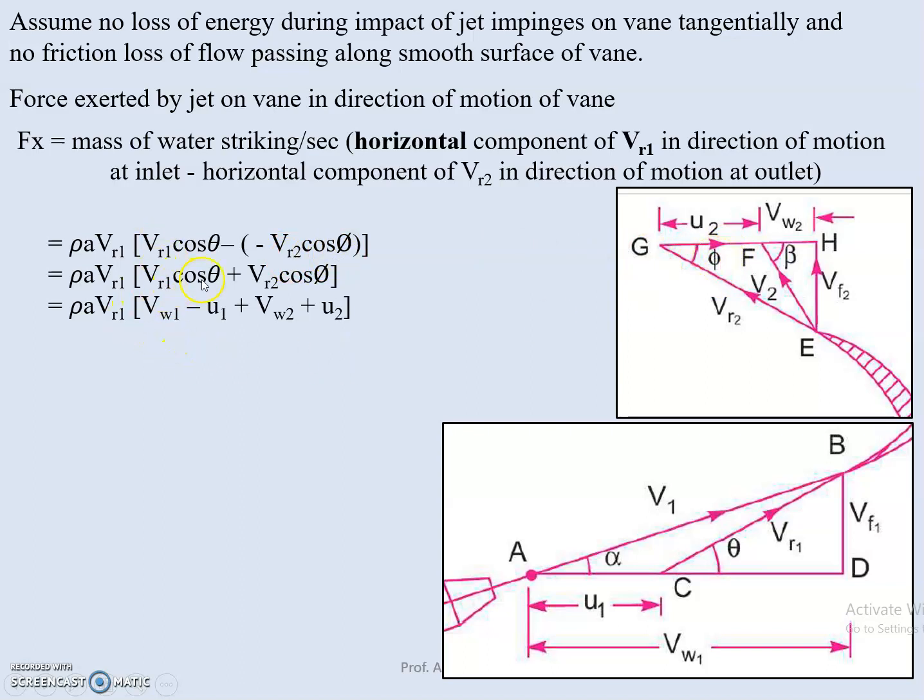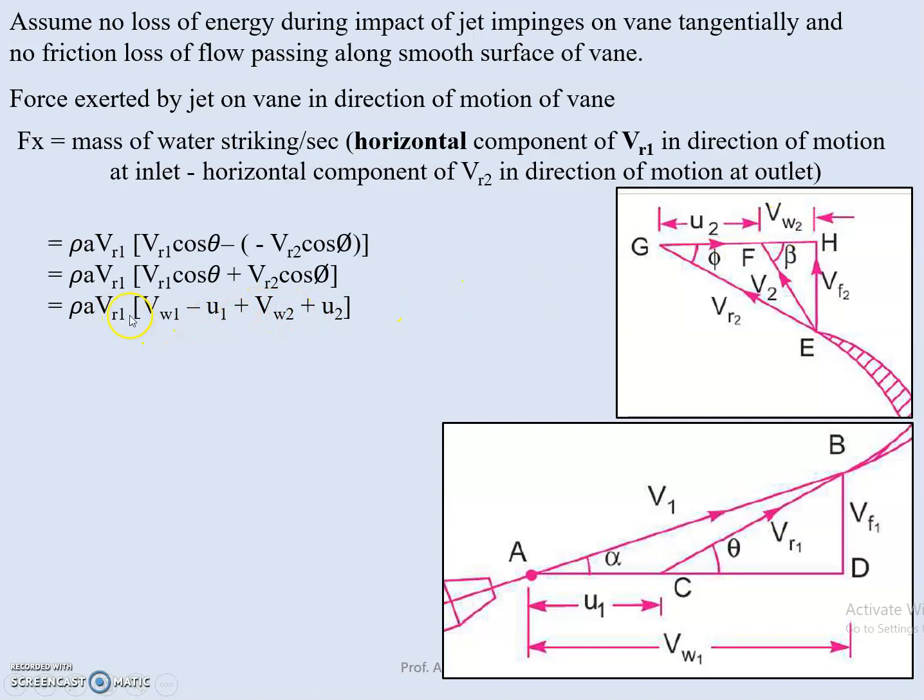So VR1 cos theta minus minus becomes plus VR2 cos phi. What we know is VR1 cos theta is nothing but CD, the length CD. So what is length CD? It is nothing but the total minus this one, and we will get CD. So VW1 minus U1. And what is VR2 cos phi? VR2 cos phi is nothing but the whole length for this triangle, so VR2 cos phi is nothing but U2 plus VW2.